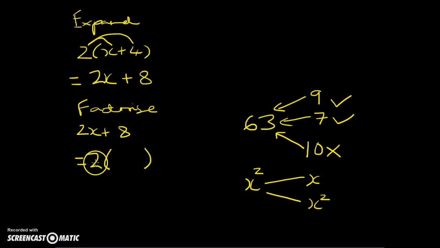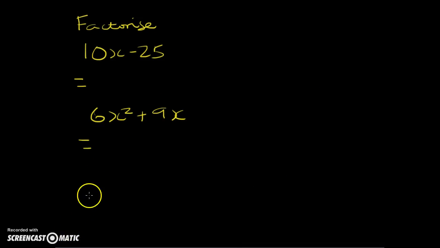Set up our brackets. Then we ask ourselves the question: 2 multiplied by what gives us 2x? Well, that's x. And then 2 multiplied by what gives us 8? That's plus 4. So hopefully you can see from these two examples that when we expand, we go that way. Factorising is just the opposite method where you reverse the process. So expanding and factorising are the opposite processes. Now moving on to slightly trickier examples.